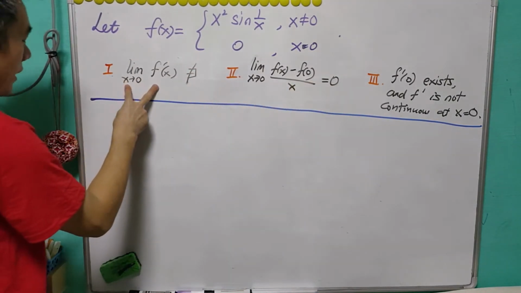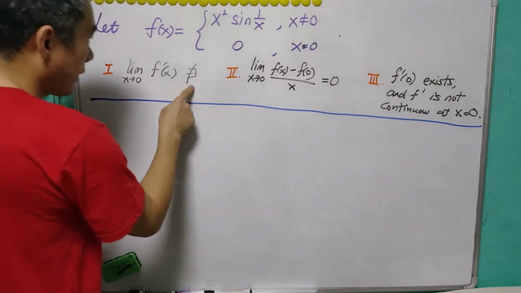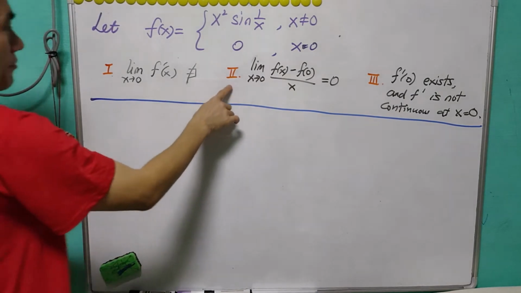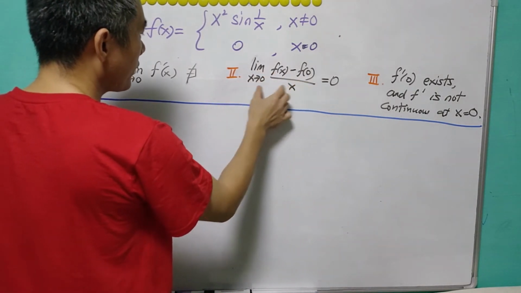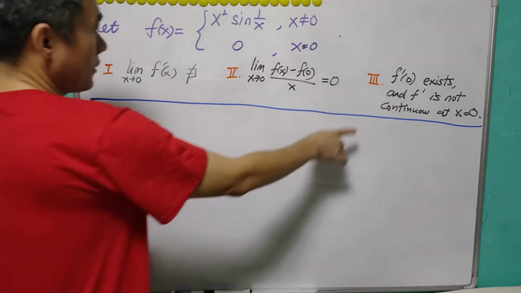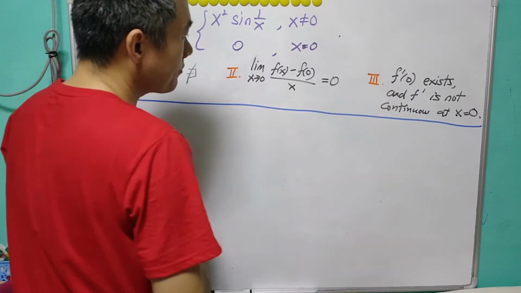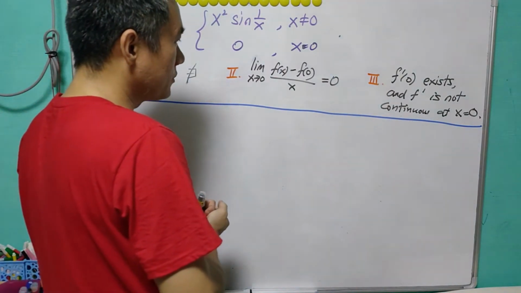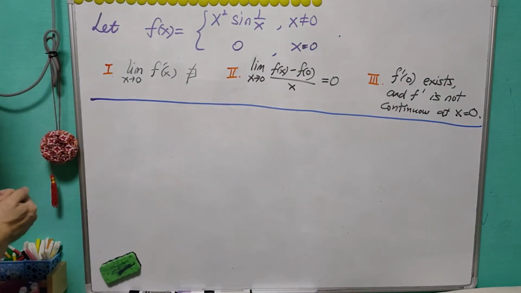Statement 1 says that the limit of the derivative f'(x) when x goes to 0 does not exist. For the second one, the limit of (f(x) minus f(0)) over x when x goes to 0 is equal to 0. And number 3, f'(0) exists and f' is not continuous at x equals 0. Out of the three statements, which of them is correct? What do you think?